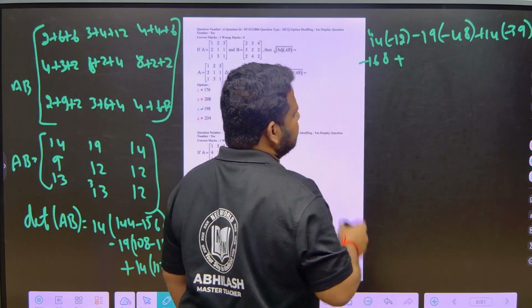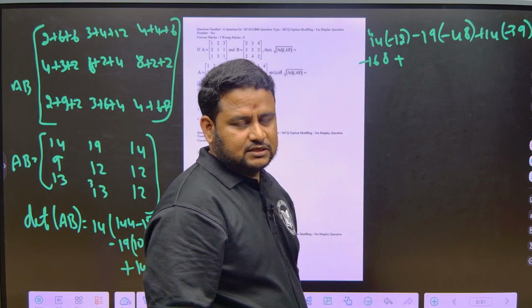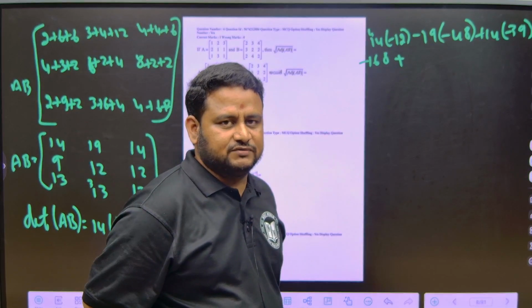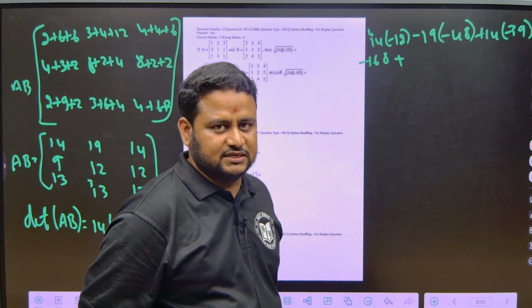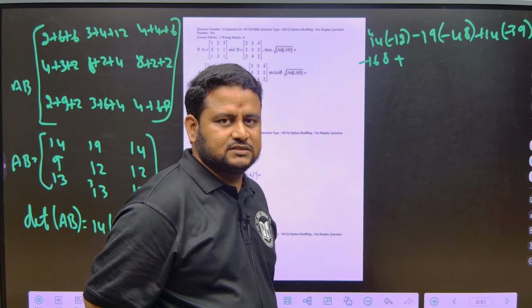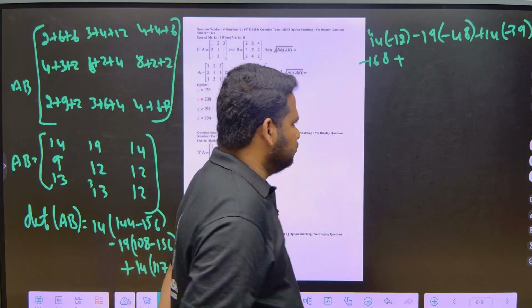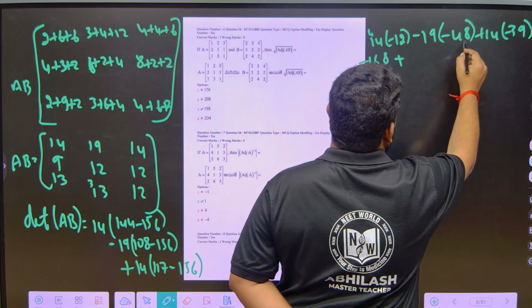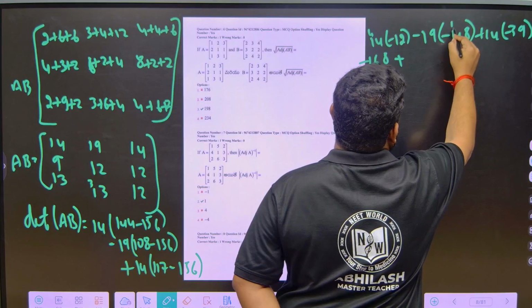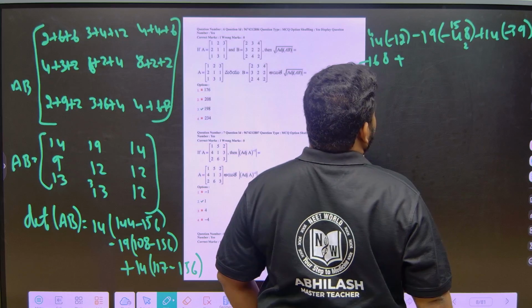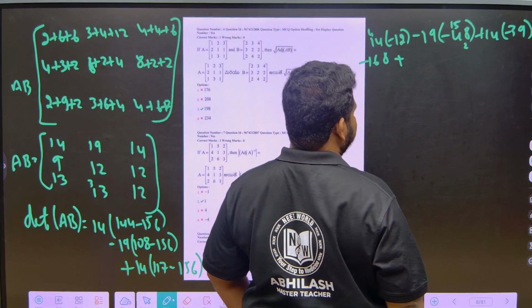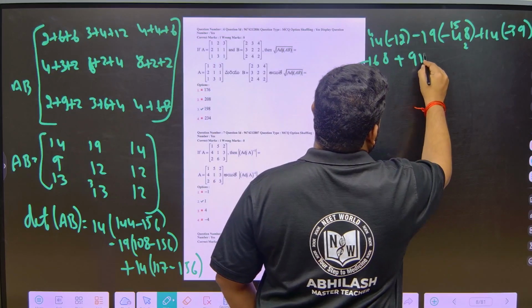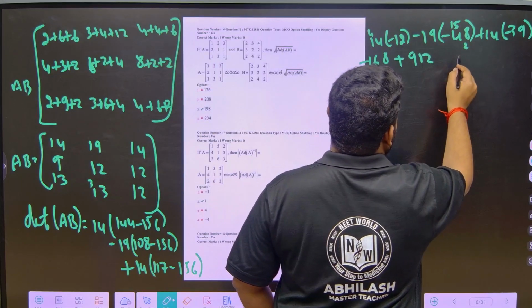Okay, 19 eights is how much? 19 tens is 190, so 19 nines is 171. 171 minus 19 is how much? 171 minus 20 is 151, so it is 152. 19 fours are 76, 76 plus 15 is 91. So plus 912.